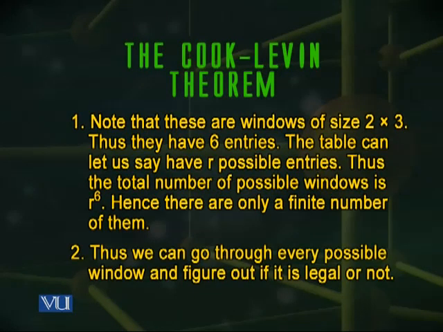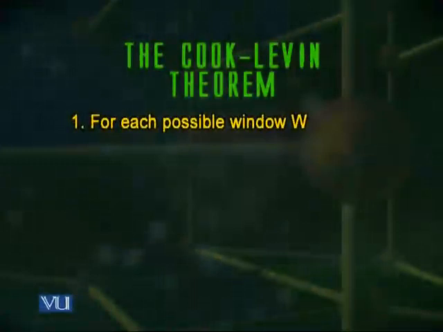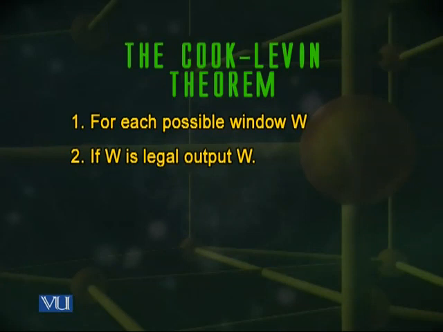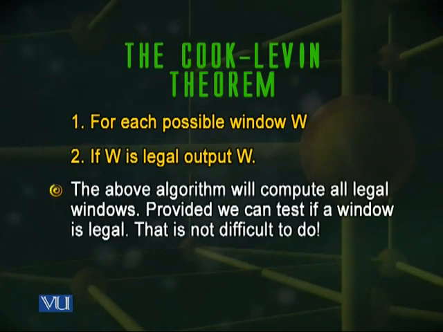Thus, what I can do is go through every possible window and try to figure out if it is legal or not. So to compute the set of all legal windows, I can generate all possible windows and test if each one of them is legal. If I find one legal, I can output it, and that way I would have outputted the set of all legal windows. So my algorithm is simply the following: for each possible window W, if W is legal, then output W. This algorithm will compute all legal windows provided that we can test if a window is legal, and that is not very difficult to do.